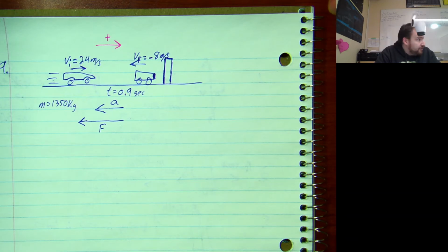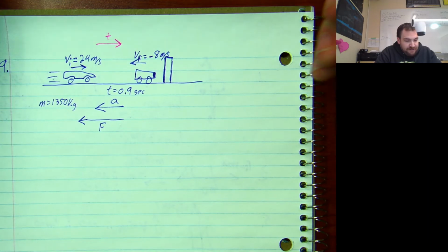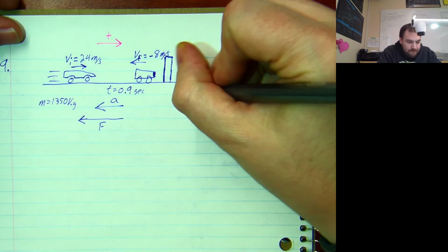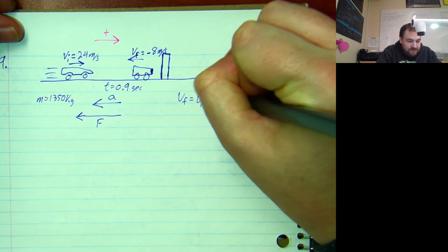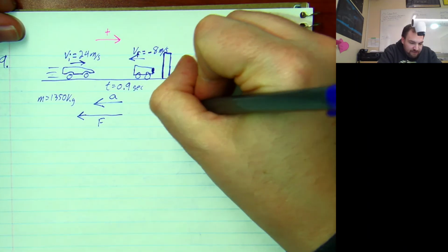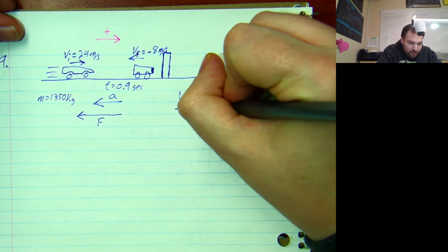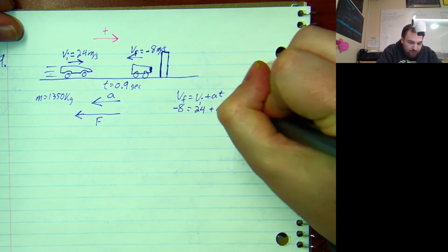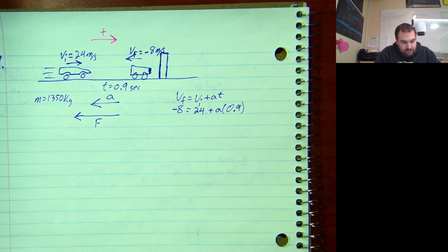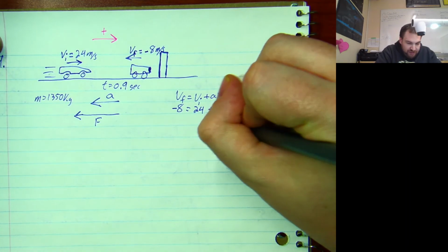Finding acceleration. Tanjo, was that you? Okay, what's the formula we're going to use to find acceleration based on what we're given? Vf equals Vi plus at. Let's fill it in. Vf is negative 8. Vi is 24. a is what we're looking for, and t is 0.9 seconds. So the acceleration is going to be what?